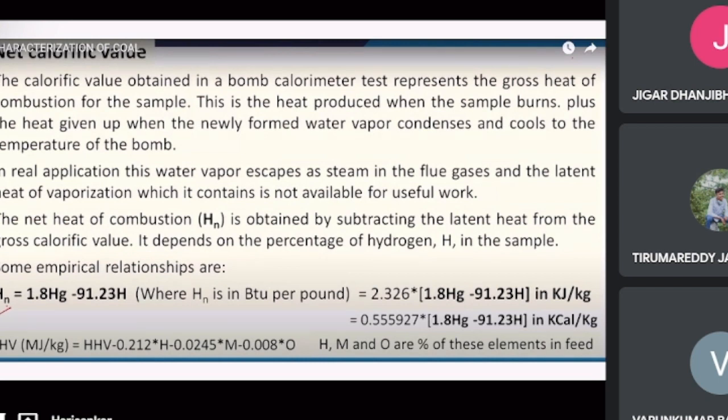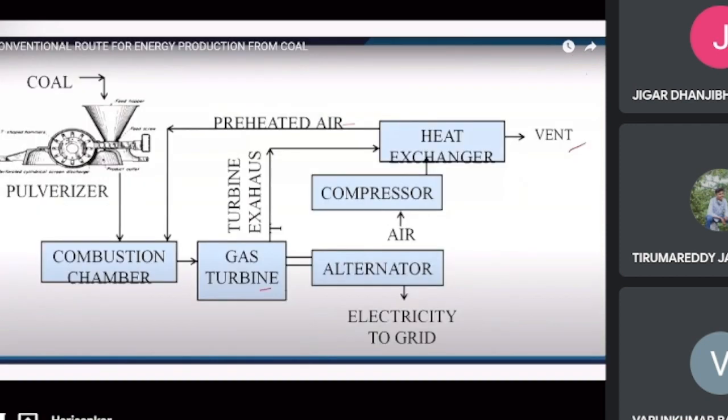So yeah, these are just some of the other correlations between the heat of combustion and the net calorific values in BTU per second and so on. Just mentioning it here.